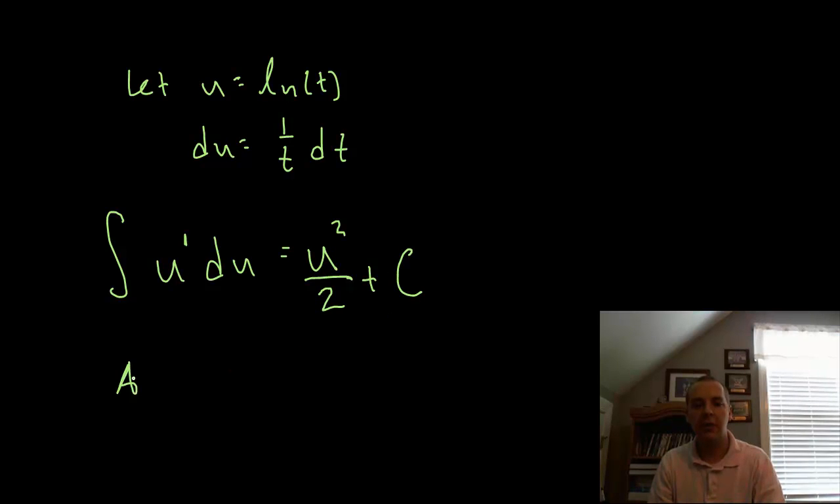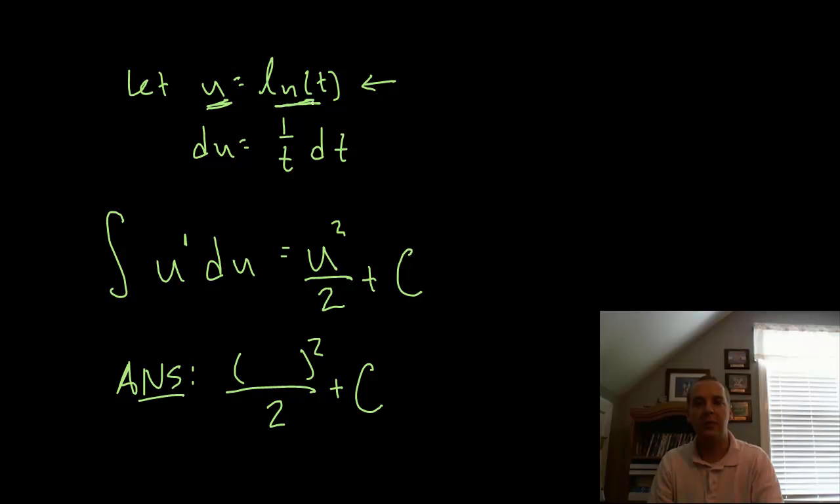And for our final answer, we'll just go back and take this u out and replace it with what u was actually equal to in terms of t. So in this case, where is it? Right here. u is the same as natural log t.